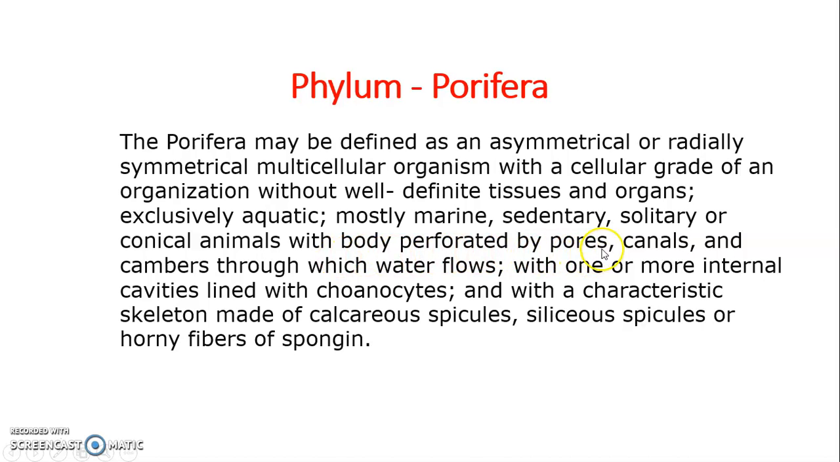With body perforated by pores. Small pores are present on the body. And these have canals and chambers through which water flows, with one or more internal cavities lined with choanocytes. These choanocytes are ciliated cells present in the canal system for food capture and water movement, and with a characteristic skeleton made up of calcareous spicules, siliceous spicules, or horny fibers of spongin. These have a skeleton made up of calcium or silica or horny fibers of spongin, just like our bones. These spicules give mechanical support.